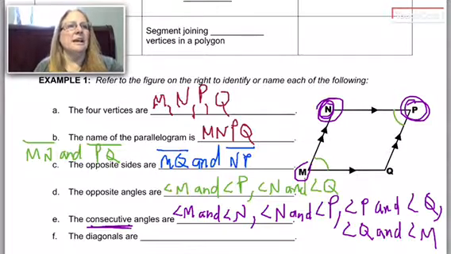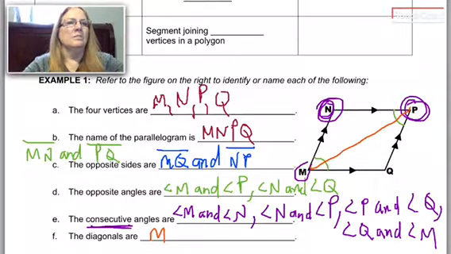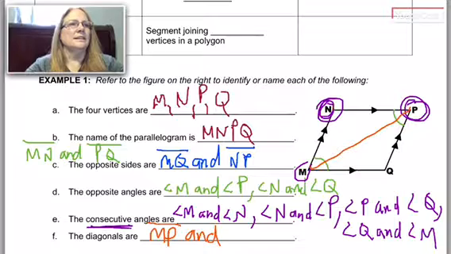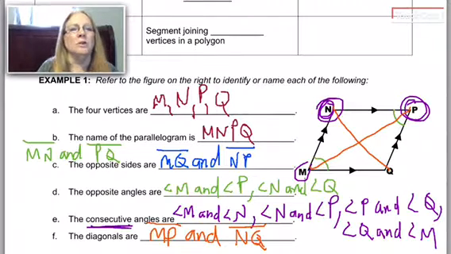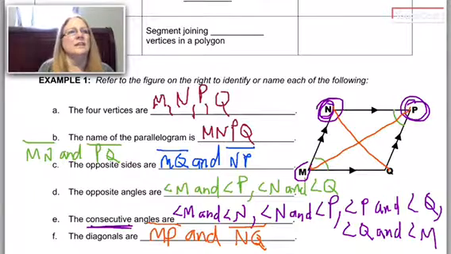And then naming the diagonal is just, these are segments, so it would be MP and NQ. So even though they weren't drawn in, we could name them or draw them ourselves. Okay, so that is important that you know when we're talking about opposite sides and opposite angles, which ones, and consecutive angles and the diagonals, and to name them with the proper labels.